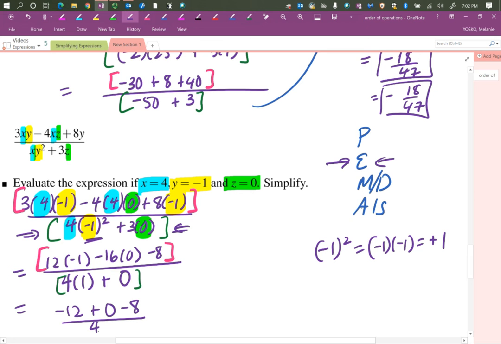We have 4 plus 0. So in the numerator we have -12 plus 0, that's -12. 4 plus 0 in the denominator is just a 4. So in the numerator here we have -12 minus 8, that's -20, and we're still dividing by 4. So now the last step is to do this division, -5.